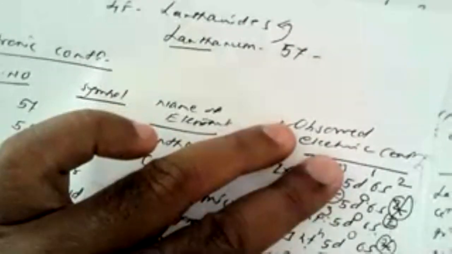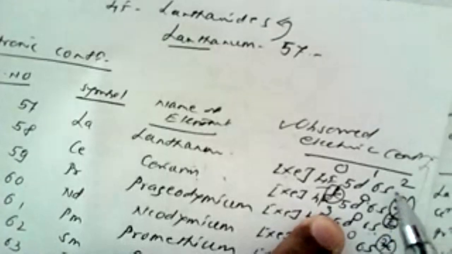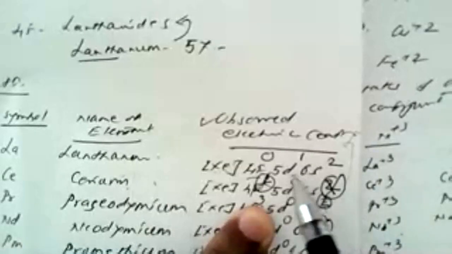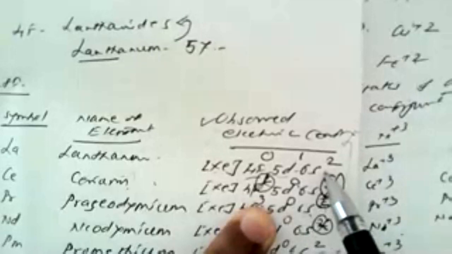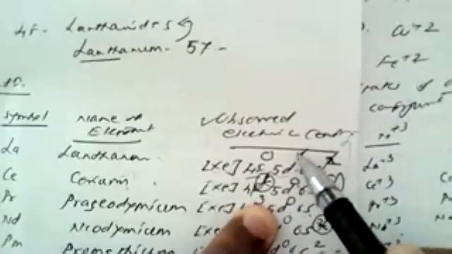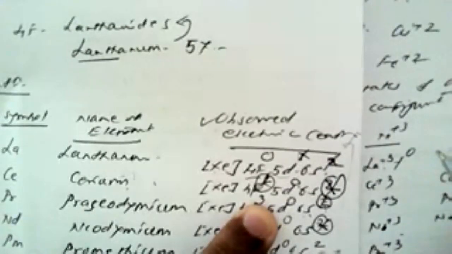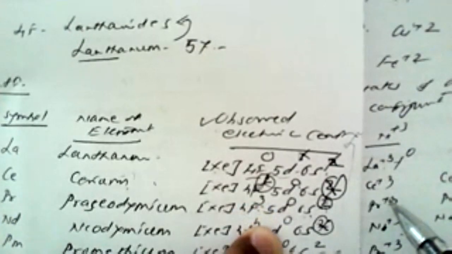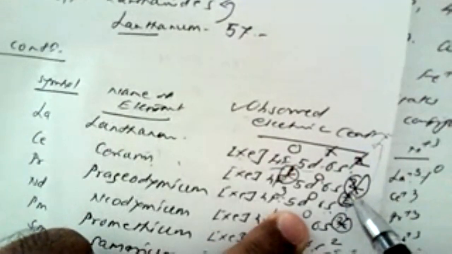See this electronic configuration of lanthanum. Lanthanum has the electronic configuration 4f0, 5d1, 6s2. To show the +3 oxidation state, these 2 electrons and 1 electron are lost, so it becomes 4f0. To show the +3 oxidation state for cerium, it should lose 2 electrons from 6s, and here there are 2 electrons, so 1 more electron should be lost, and it becomes 4f2.